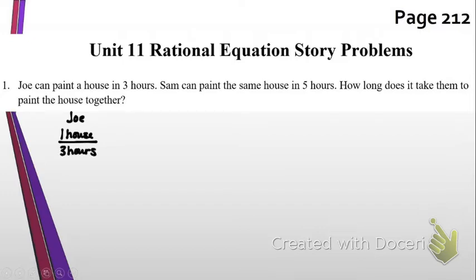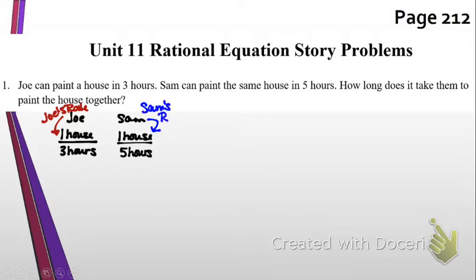So this is Joe's rate. What about Sam? 1 house over 5 hours. 1 house in 5 hours. So that becomes Sam's rate.